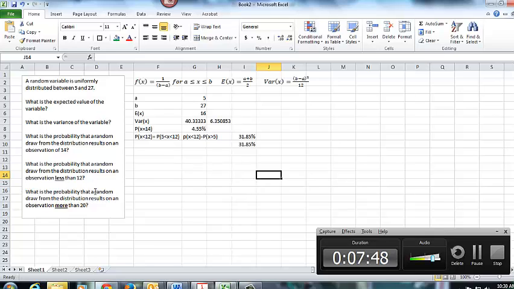Now I want to figure out what is the probability that a random draw from the distribution is greater than 20. So probability that x is greater than 20. That can also be rewritten to say what is the probability that x is between 20 and 27, because 27 is again the top range that I have there. So that in and of itself can be written as the probability that x is greater than 20, less than 27, but greater than 20.